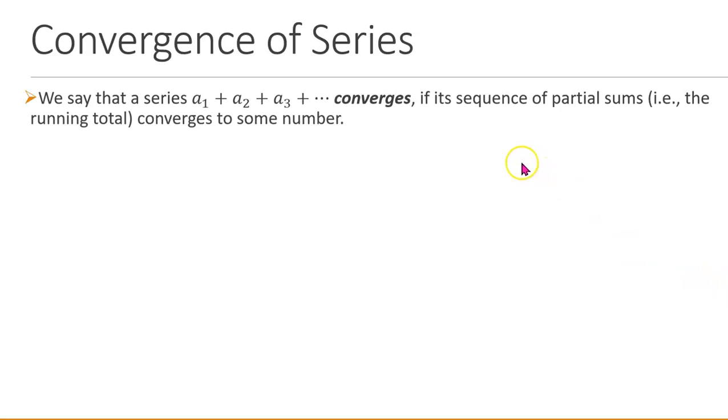So in general, we say that a series a1 plus a2 plus so on, again, this is a formal notation, converges if its sequence of partial sums, that is the running total, converges to some number. Otherwise, we say that the series diverges.